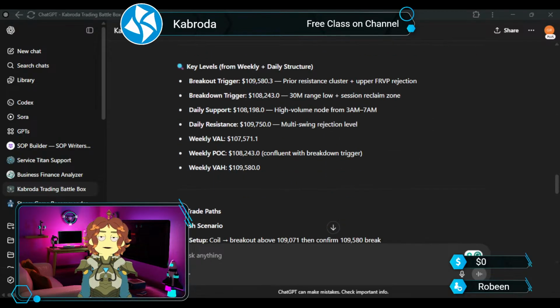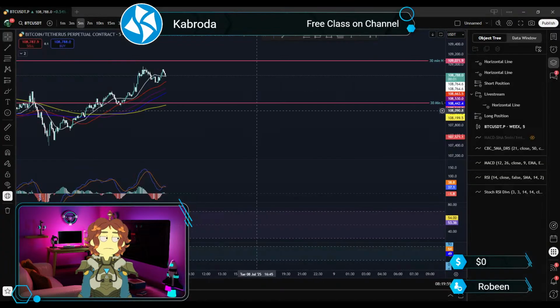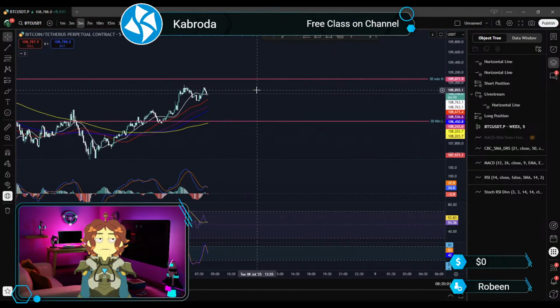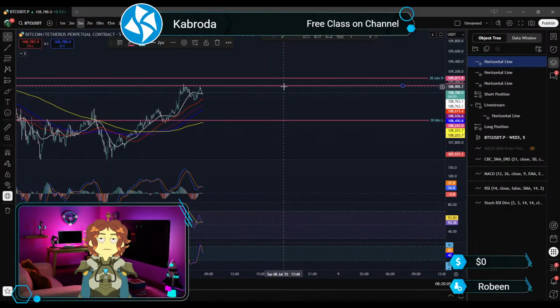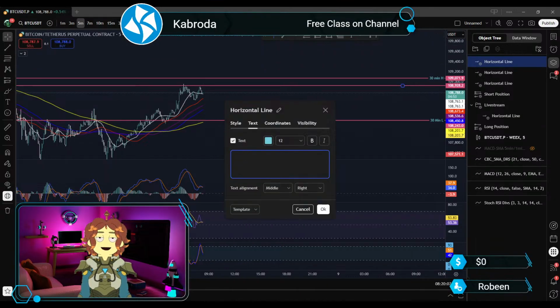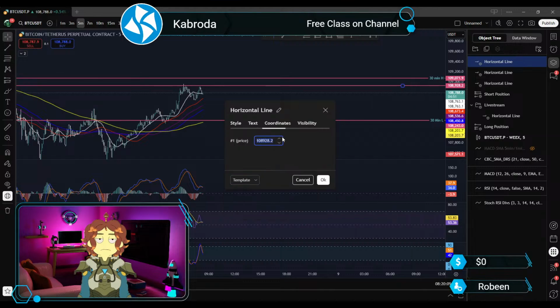All right, let's go to our different triggers and stuff. We'll throw those on the chart real fast. So we got our chart pulled up. We already got a 30-minute high, 30-minute low on there. Throw out another one. And we'll do the breakout trigger first.